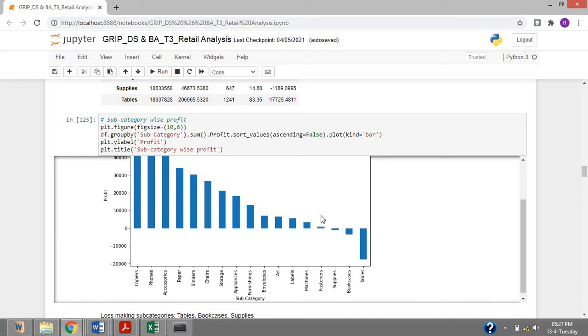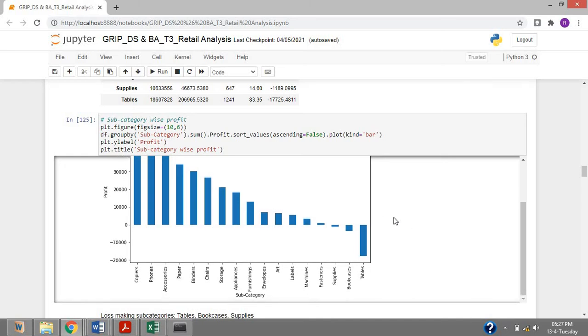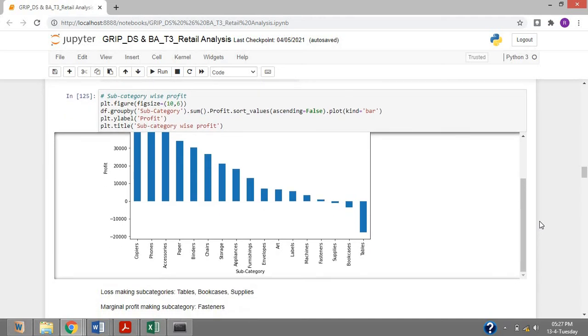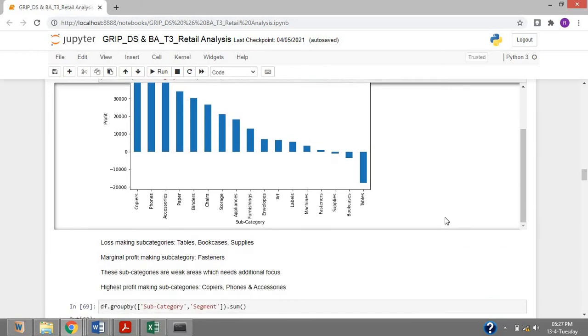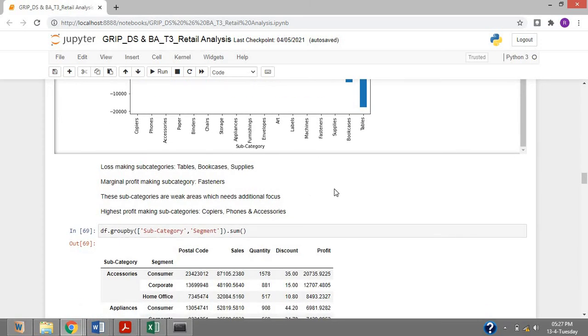So these are the subcategories which require additional focus, so that their performance can be improved and they can be made into profit making. So this is the analysis.